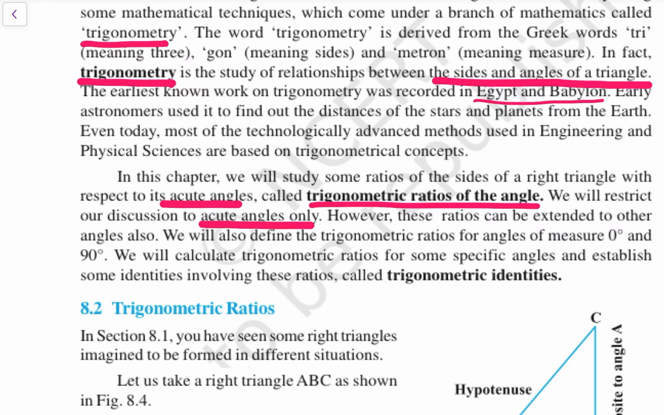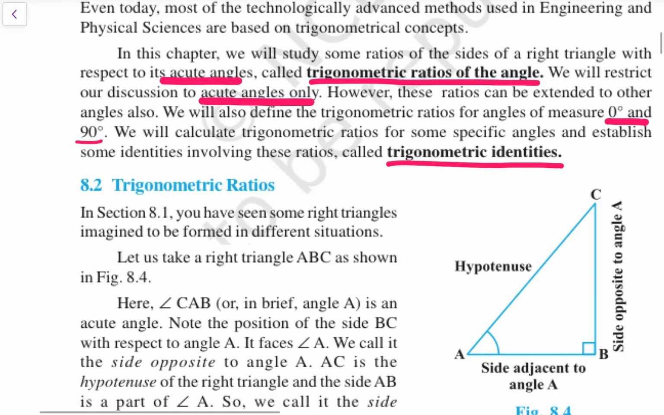However, these ratios can be extended to other angles also. We will also define the trigonometric ratios for angles of measure 0 to 90 degrees. We will calculate trigonometric ratios for some specific angles and establish some identities involving these ratios called the trigonometric identities. So this is what we are going to study in this chapter.